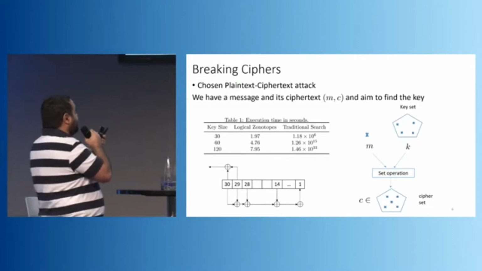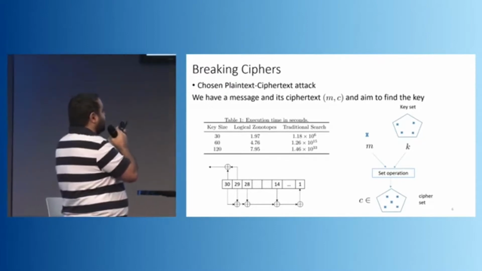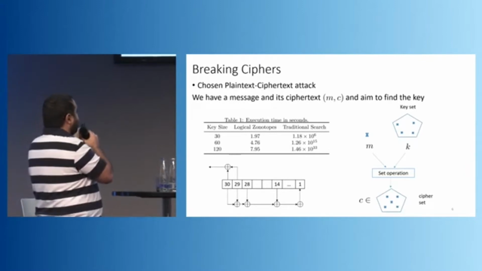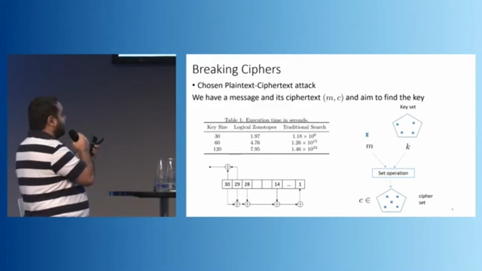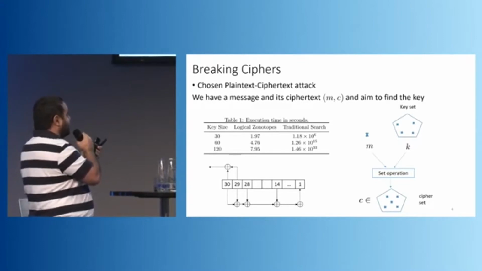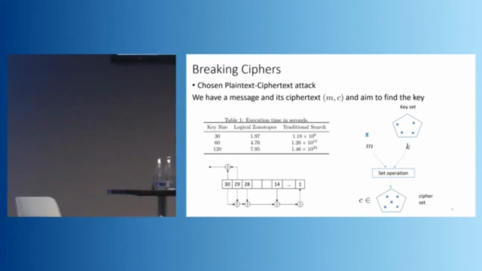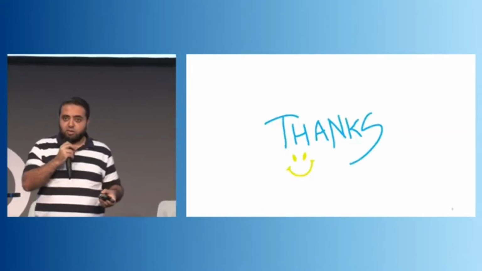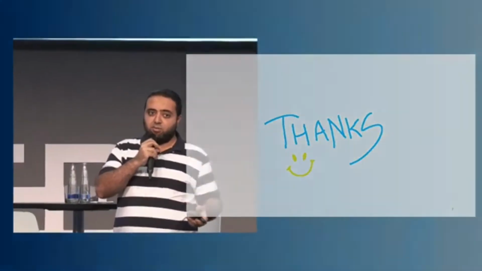By doing this, we decrease the execution time from 10 to the power 6 to 2 seconds for a key size of 30 bits, and for 120 bits from 10 to the power 33 to 8 seconds only. So the takeaway message is that we have represented logical zonotope and we have decreased the complexity of exhaustive search. Thank you so much.